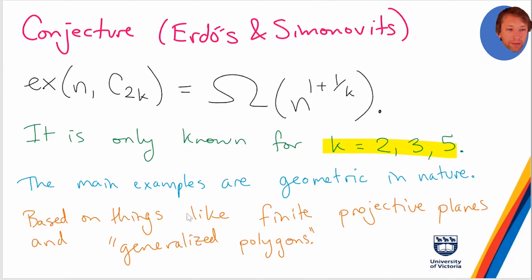Erdős and Simonovits conjectured that this thing would be tight, that you should be able to make graphs without any cycle of length 2k which have n to the 1 plus 1 over k edges. This is only known for a few small cases: k equals 2, k equals 3, and k equals 5. Weirdly enough, k equals 4 is not known. So this is cycle of length 4, 6, or 10, but nobody knows about a cycle of length 8 or length 12 or any other length. Which is very strange, and it's based on some sort of geometric constructions involving things like projective planes.